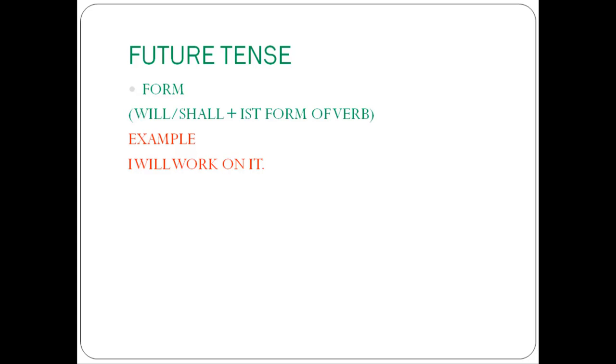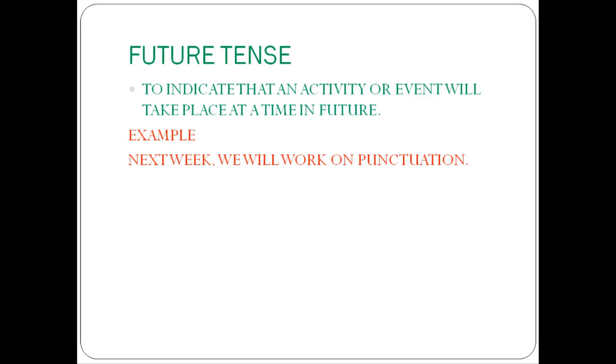Example, I will work on it. Future tense is used to indicate that an activity or event will take place at a time in the future. Example, next week we will work on punctuation. It's future tense, and the activity will be in the future. Here we use will because it shows the activity is in the future.